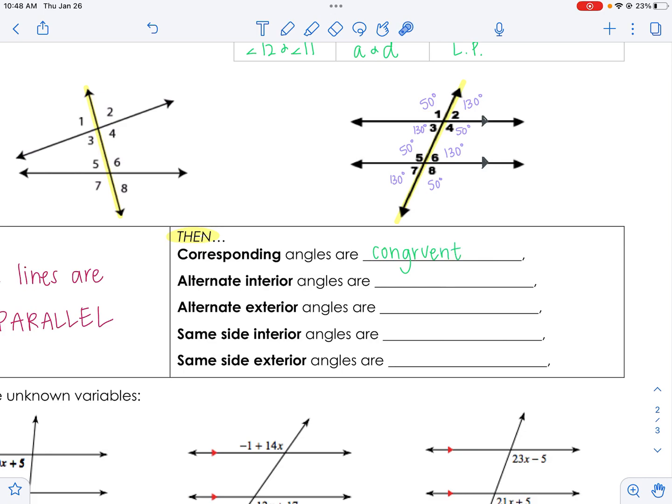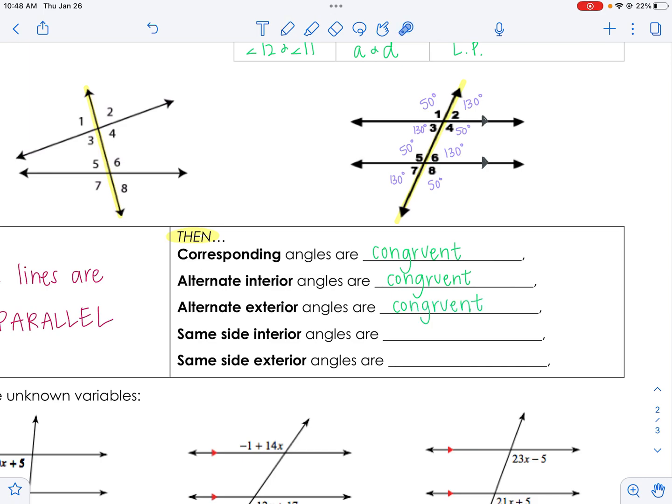Okay, let's look at our alternate interiors. That was 3 and 6, or 4 and 5. So 50-50, 130, 130. That's also congruent. And if you look on that poster up at the front wall, you can also start moving those angles around and seeing that they fit in other spots. So like alternate exterior would be 1 and 8. So 50-50, or 130, 130. Those are also congruent.